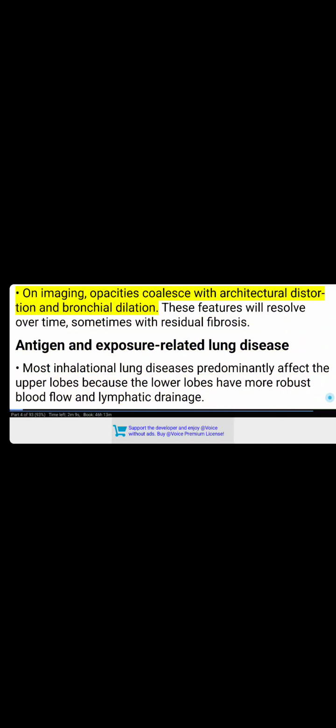The chronic organizing phase features alveolar wall thickening due to granulation tissue. The chronic phase usually begins 1 week after the initial injury. On imaging, opacities coalesce with architectural distortion and bronchial dilation. These features will resolve over time, sometimes with residual fibrosis.